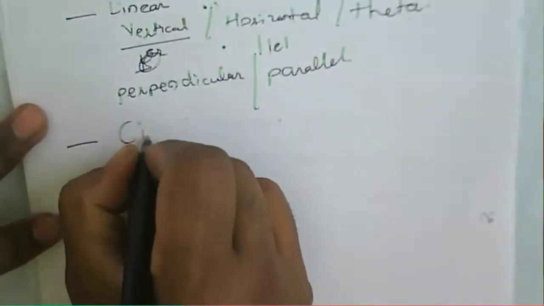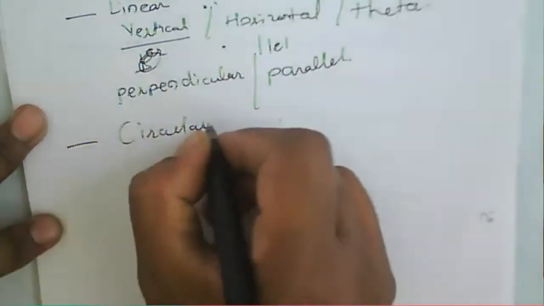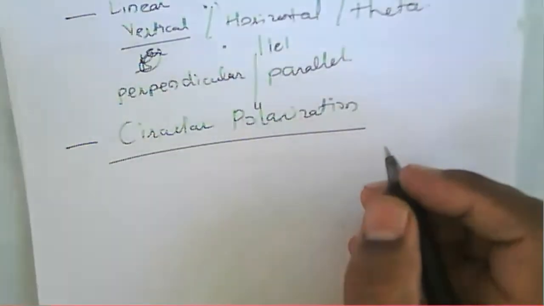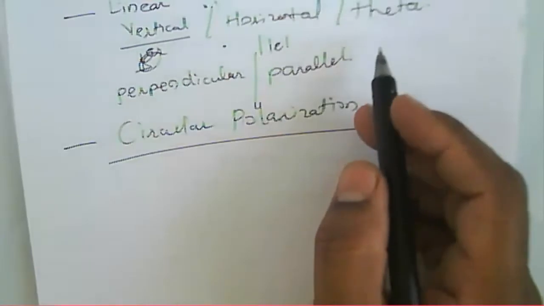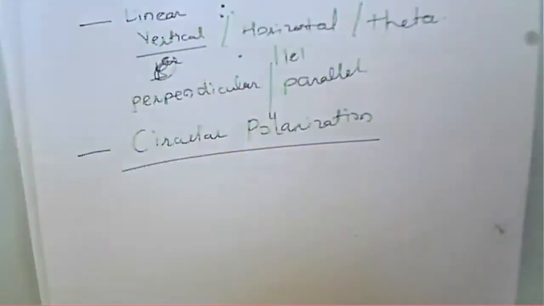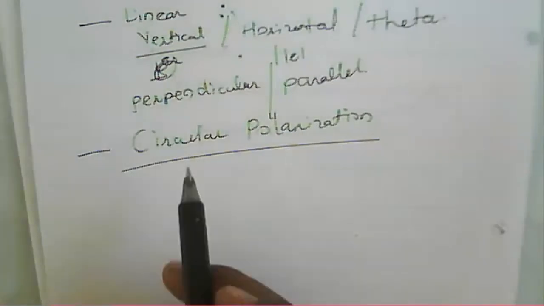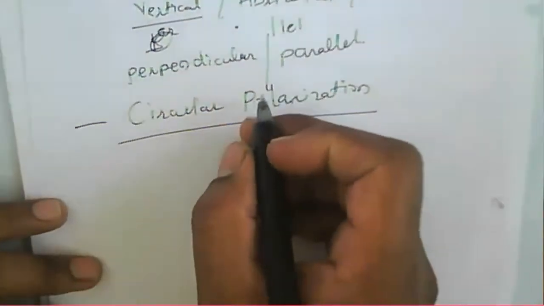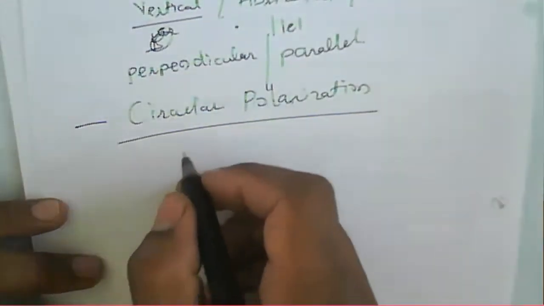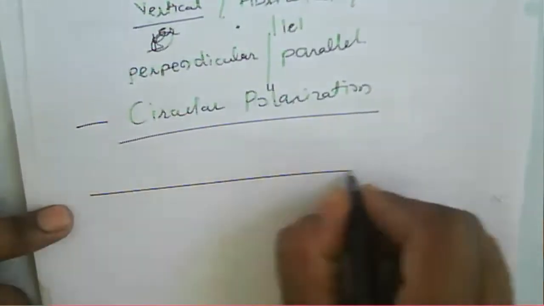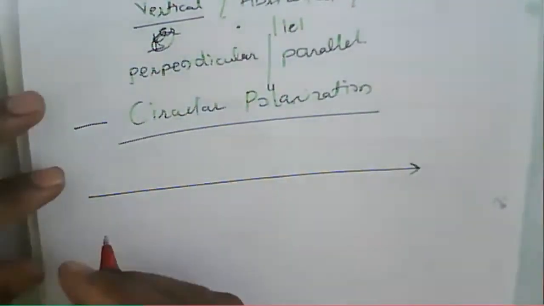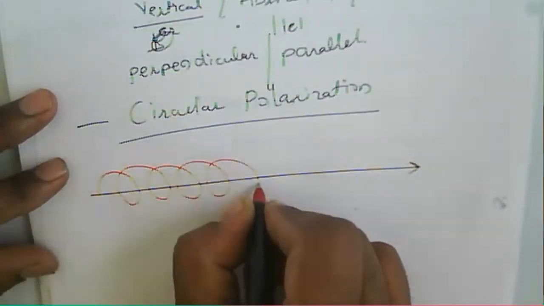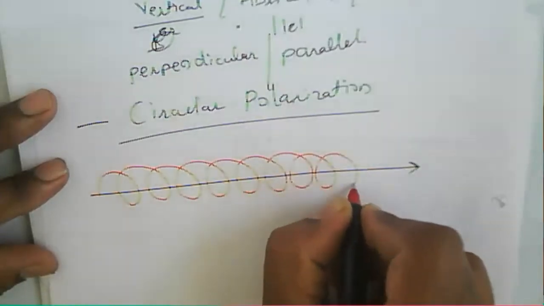Then another is circular polarization. Now, for the orientation of the electric field, we say it is perpendicular or parallel, a vertical or a horizontal polarization. But in the case of circular polarization, the electric field moves in a circular fashion. Supposing the direction of propagation is likewise, then our electric field vector will be propagating in a circular fashion. Likewise, this one is circular.